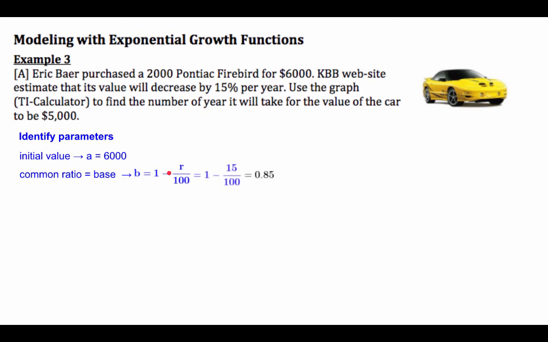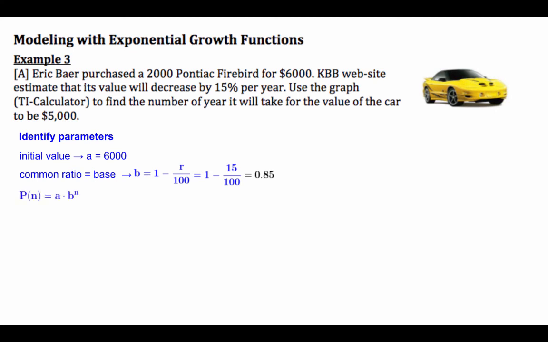When you plug those values in, my base becomes 0.85, meaning the following year, the value of my car is 85% of the previous year because it's decreasing by 15%. If it was increasing, we'd add 15% to a 1, which will give you 1.15. All right, as beautiful as the cars are, unless it's a collectible item, cars depreciate.